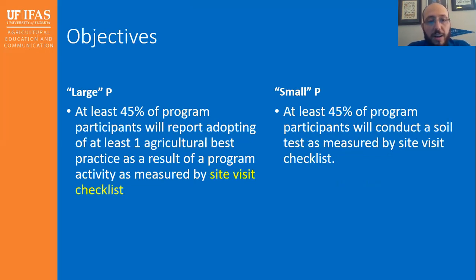So next one, at least 45% of program participants will report adopting at least one ag best practice. And then at least 45% of program participants will conduct a soil test as measured by a site visit checklist. So before I move into the tool, I think I've got a question.